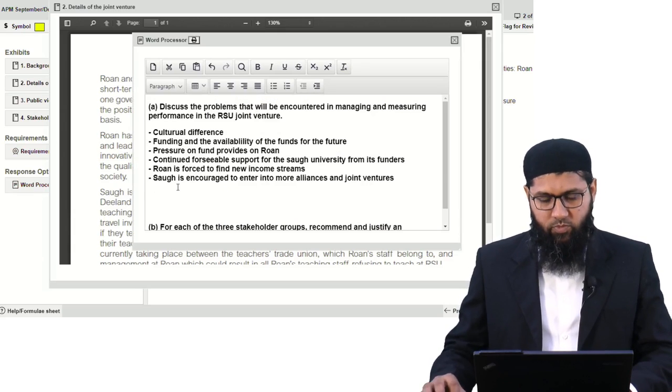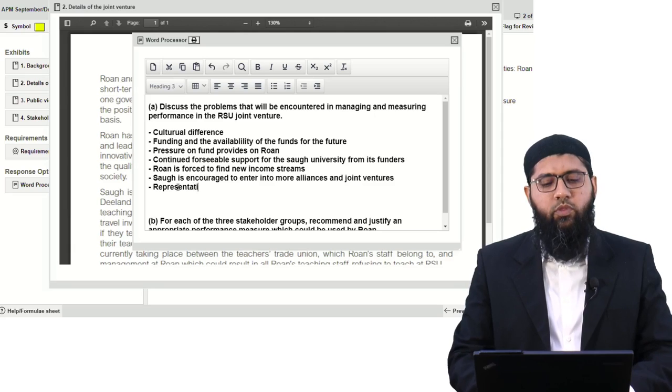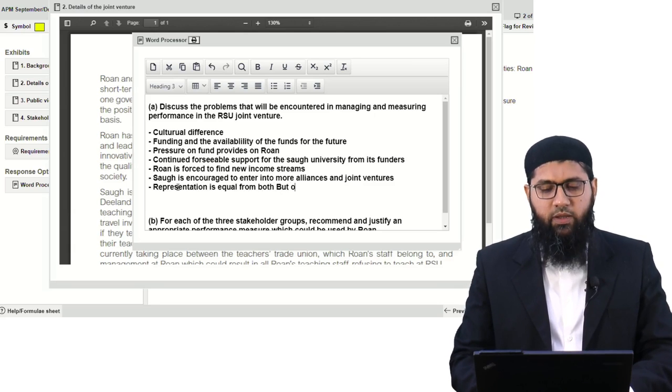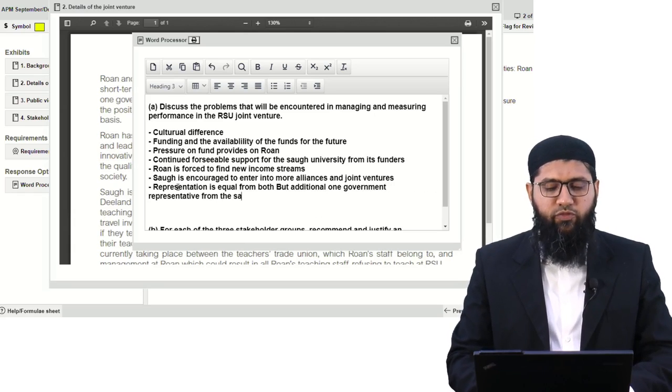Okay. Representation is equal from both, but an additional one government representative from the SAW's country is available.